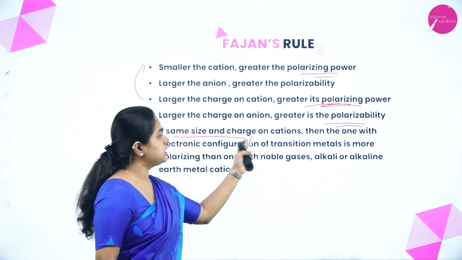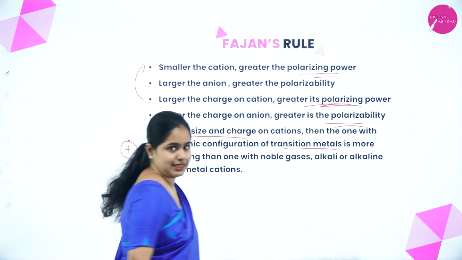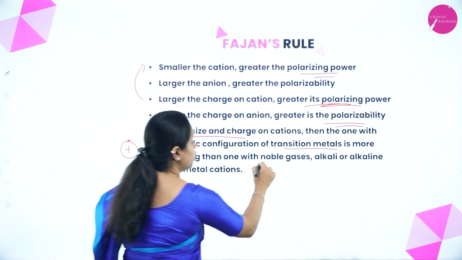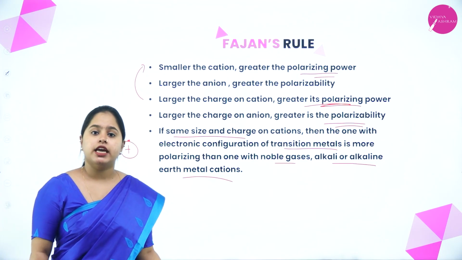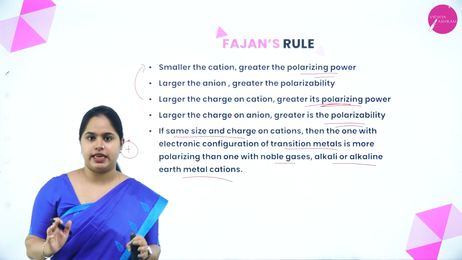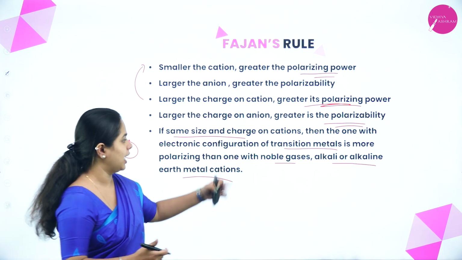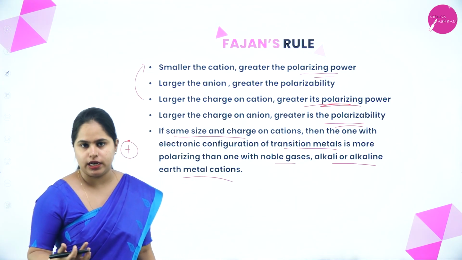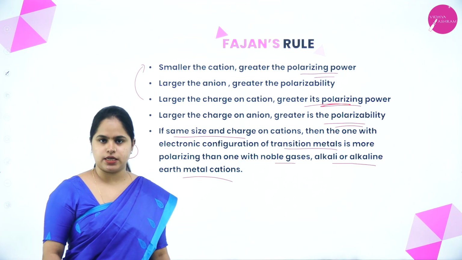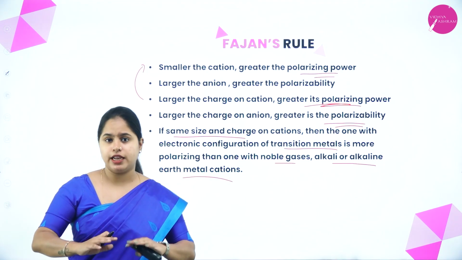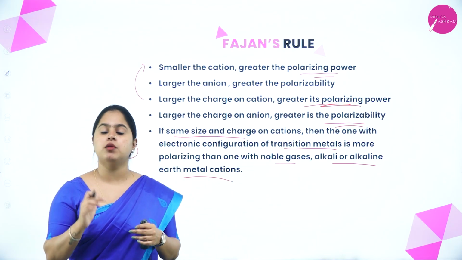If same size and charge on cations, then the one with electronic configuration of transition metals is more polarizing than one with noble gases, alkali or alkaline earth metal cations. If two cations are having the same size and same charge, what we have to see is their electronic configuration. If the electronic configuration of the cation is that of transition metals, we know that they are d block elements, right? If d orbitals are present, they belong to the transition metals. So if the configuration is that of transition metals, they will have more polarizing power.